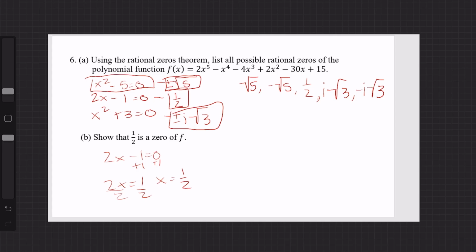So then that gives us our answer as the zeros: square root of 5, negative square root of 5, 1/2, i square root of 3, and negative i square root of 3. And that's our answer for this one.